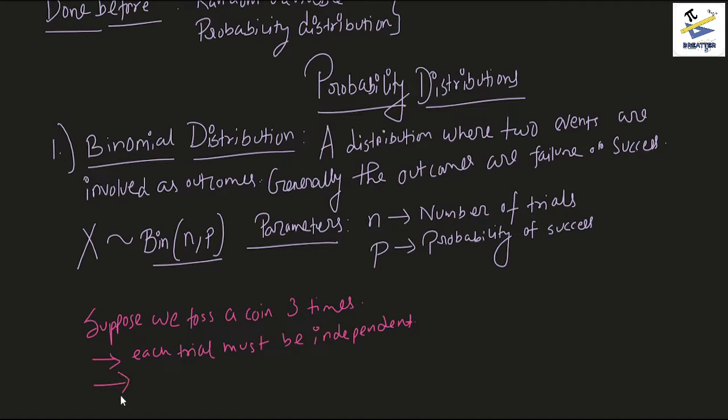Also, the probability of success shall remain constant. So each trial must be independent and the probability of success must be constant. If these two conditions are satisfied and it's a discrete distribution, that is, a distribution involving a finite number of trials, it can be modeled as a binomial distribution.